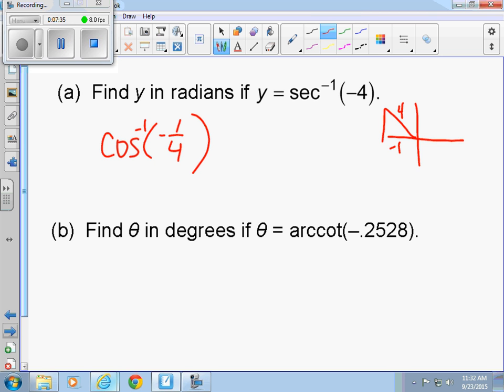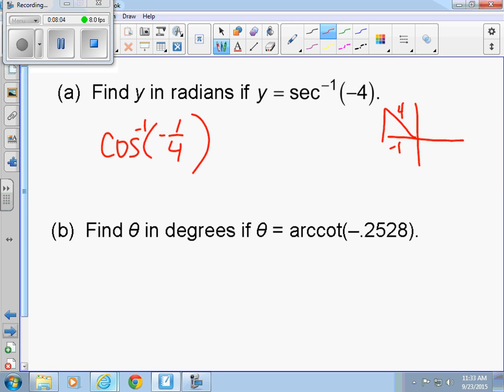So if I want to get my calculator to give me that inverse, I'm going to have to use cosine instead of secant. Well, what's the cosine here? It's negative 1/4, right? So that's why I'm going to use cosine inverse of negative 1/4. But that's a tough one, and it's tough because there's no secant inverse button. So we actually have to change it into cosine first, and then use the cosine inverse button.